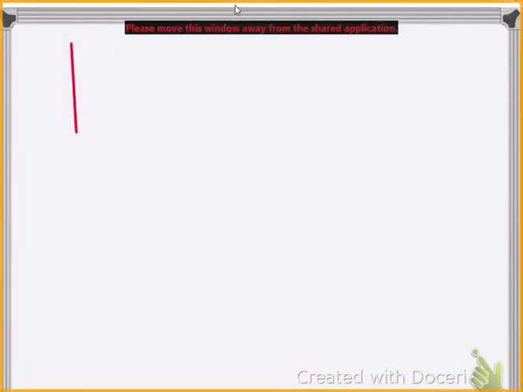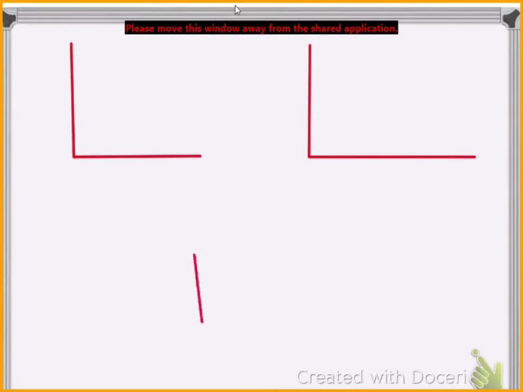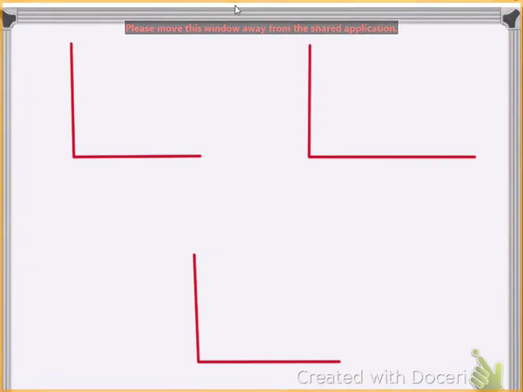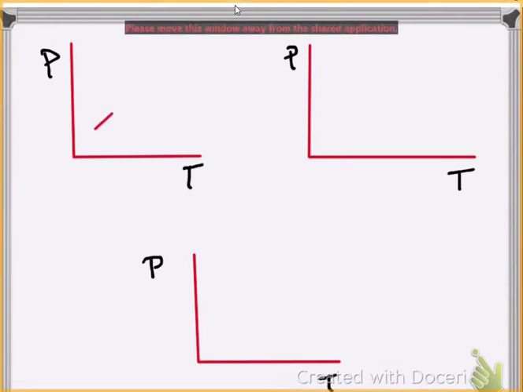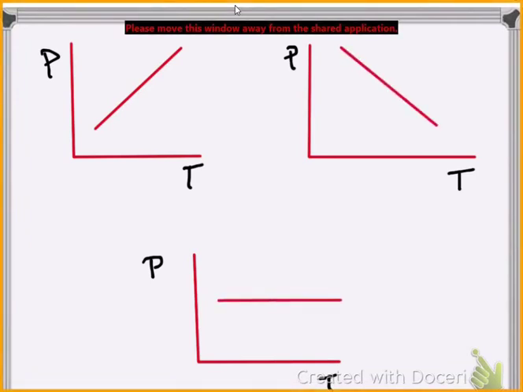Okay, there are 3 more position time graphs that you have to know. Let me try to fit them all in on this one page. So position and time. One of them goes like this, one goes like this, and the other one goes like that.